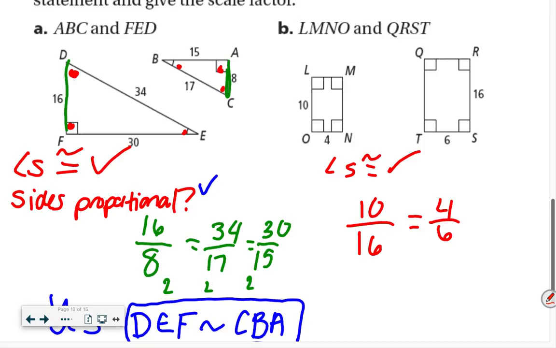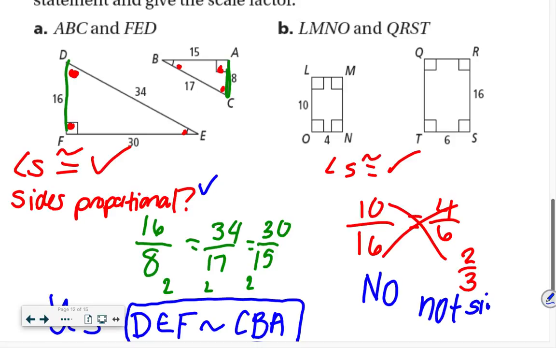Well, 4 over 6 can reduce to what? 2 over 3. Can I write 10 over 16 as 2 over 3? No. So are they proportional? No. So are they similar? No, not similar. Okay, so in order for polygons to be similar, they have to have congruent angles, and your sides have to be proportional.